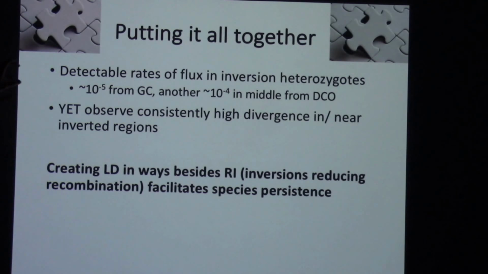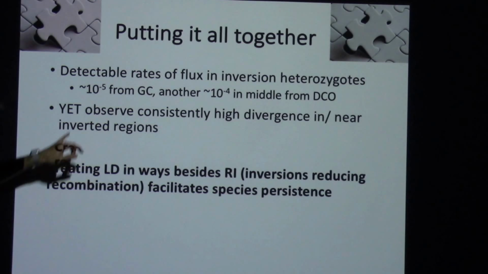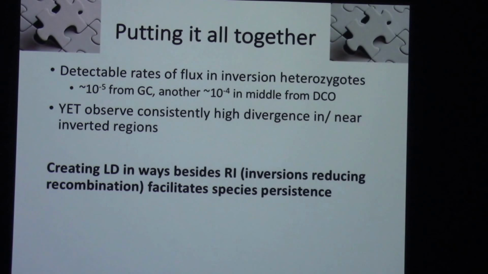There are detectable rates of flux in inversion heterozygotes, flux being just like flow between the two inversion types. About 10 to the minus 5 from gene conversion, another 10 to the minus 4 in the middle from double crossovers. So there's some opportunity for gene flow there. Yet, we still observe these consistently high divergence, both inside the inverted regions and that 2.5 megabases outside it.